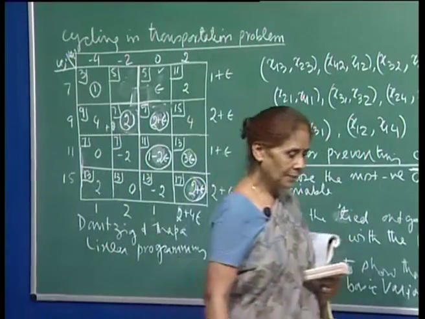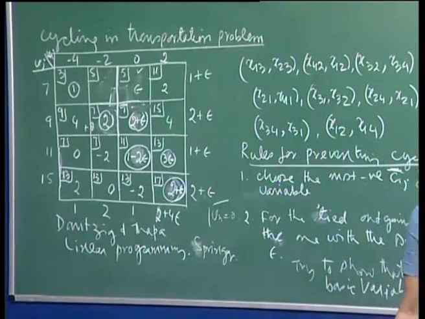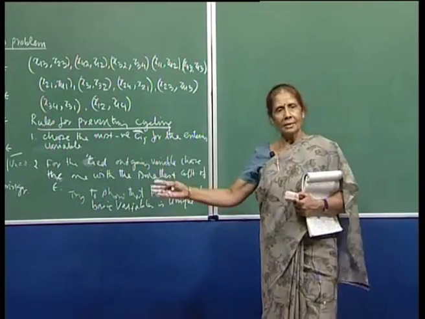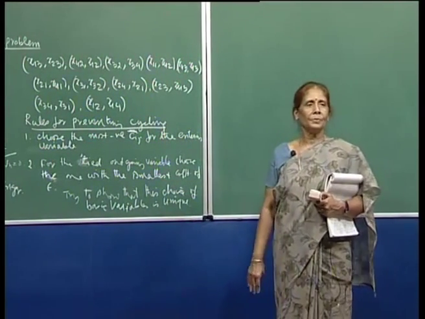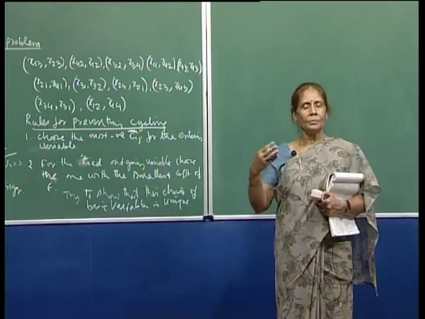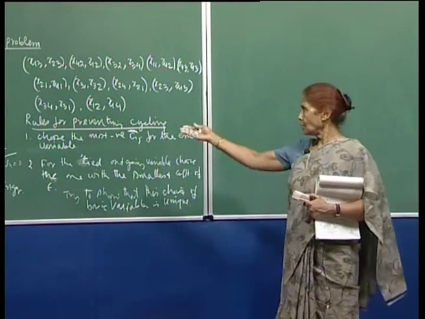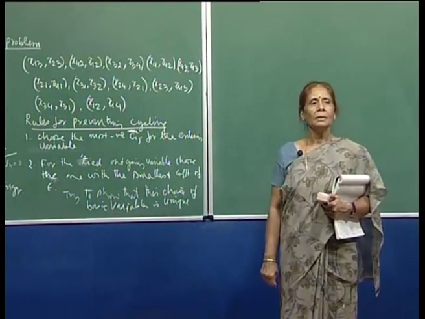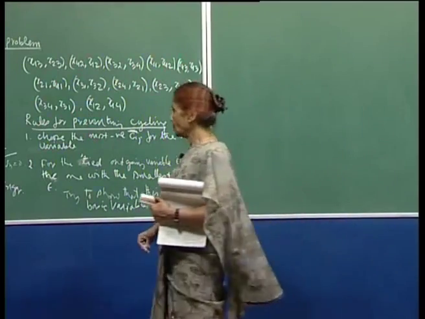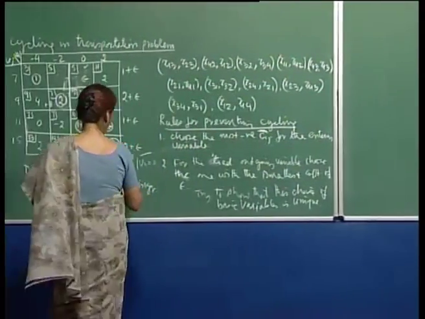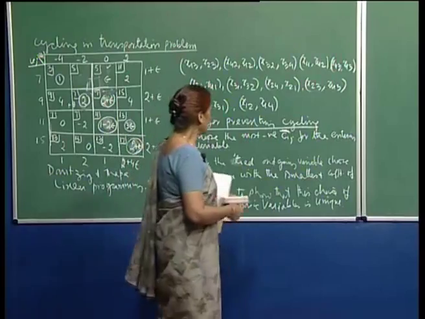And of course, one problem is not any criteria for judging which is a better method, but you will see that certainly Bland's rule will take you more iterations than what you had to go through for the perturbation method. Okay.